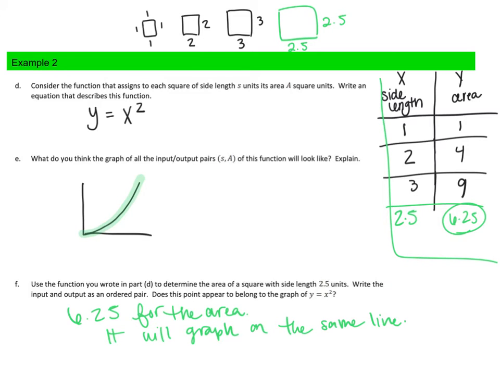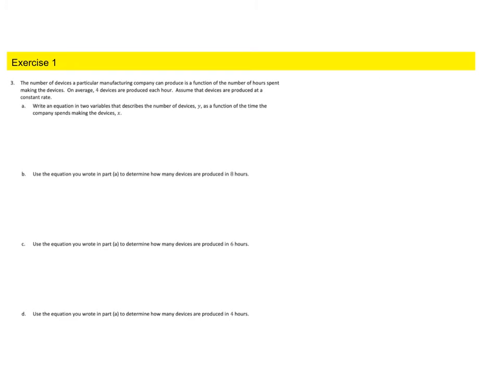Okay, have this down and we're going to move on. All right, for exercise 1, you're going to be trying this out on your own a little bit. It says the number of devices a particular manufacturing company can produce is a function of the number of hours spent making the devices. So we have hours they spend, and this is the devices that they make. Okay, remember I said it's always nice to make a table to help you out to begin with.